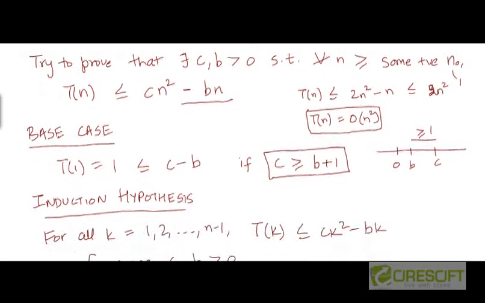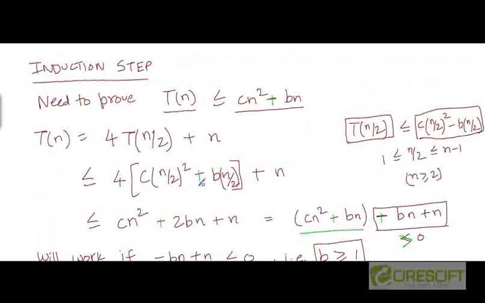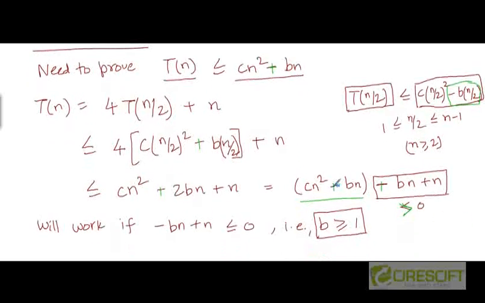And that's because even though in our original claim we subtracted this lower order term once, when we apply the induction hypothesis and replace T of n by 2 times C times n by 2 squared minus B times n by 2, this negative term would have gotten multiplied twice, 4 times. And that would have drastically brought down the value of this expression, making it reasonable for us to prove that this resulting expression is less than or equal to Cn square minus Bn.